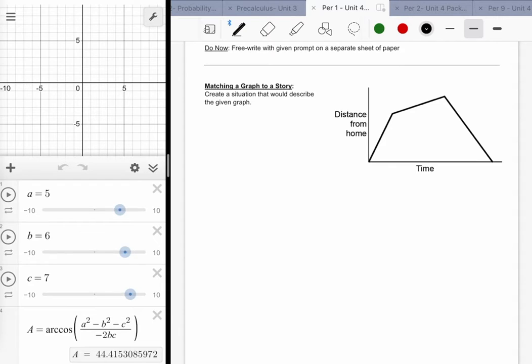That has two variables, the two variables being time and distance from home. All right, so that time value, because it's on the x-axis, would be our x variable, or our independent variable. The distance from home would be our dependent variable.